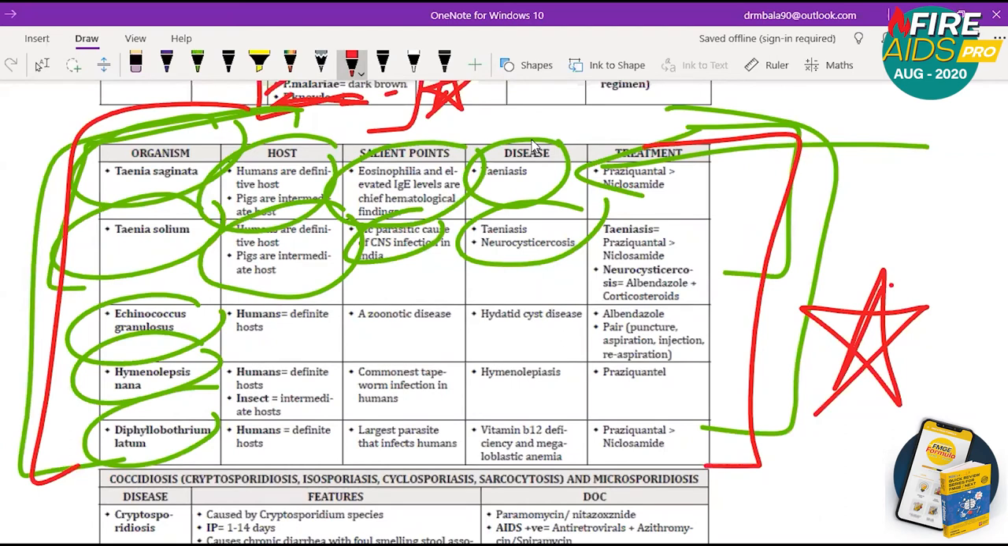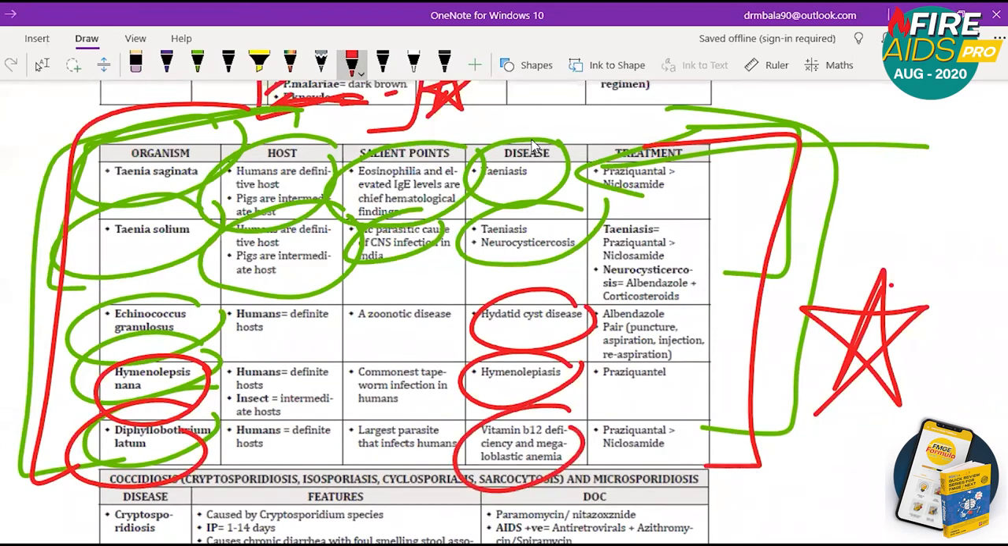So Echinococcus granulosus, you should know that it causes hydatid disease. H. nana, you should know that it causes hymenolepiasis. D. latum, you should know that it causes megaloblastic anemia, vitamin B12 deficiency and megaloblastic anemia. This is very, very important. So this table is very important.